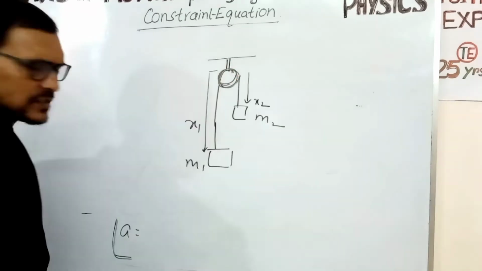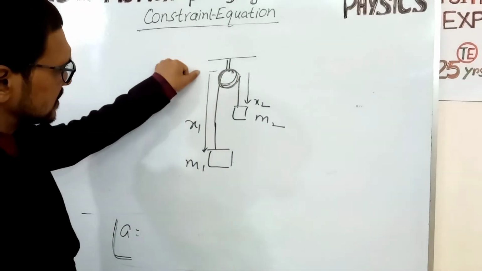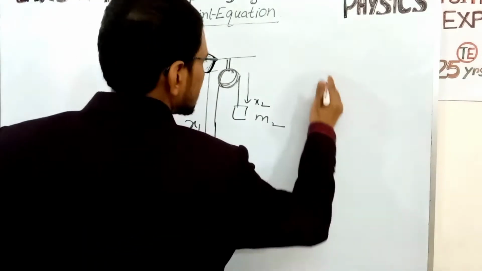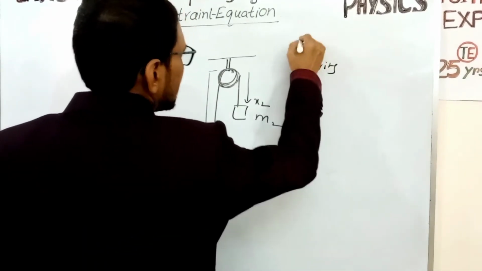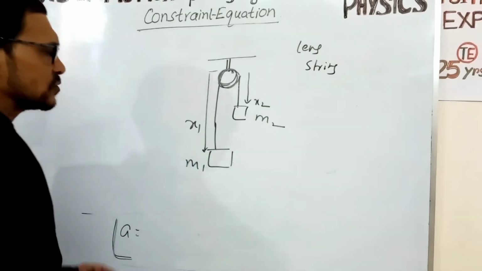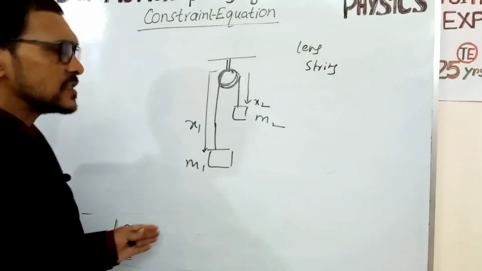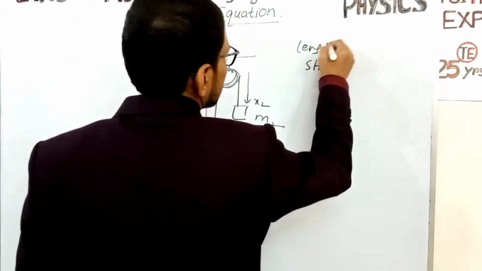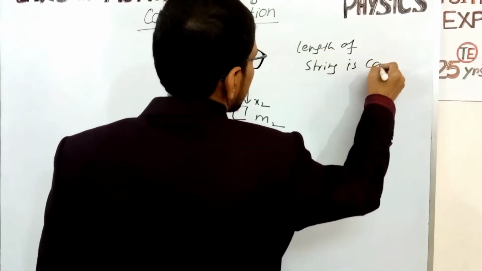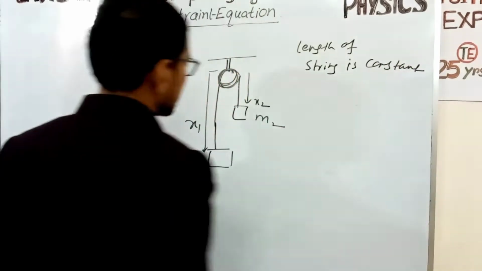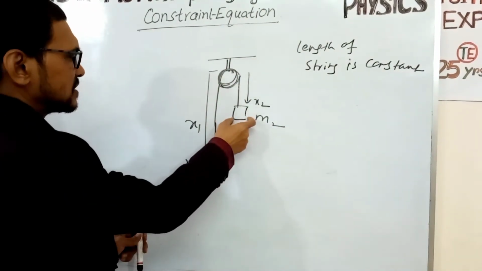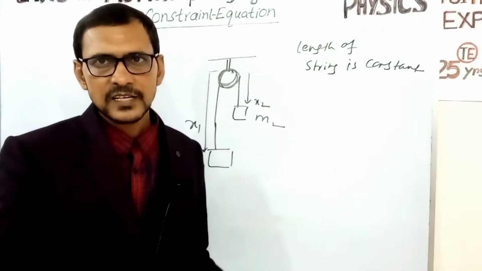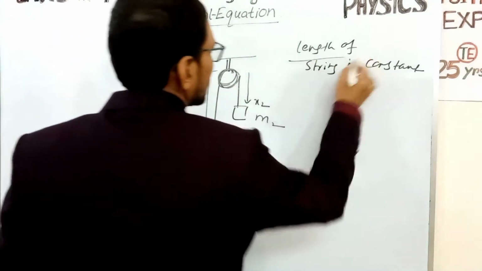For m1 and m2, at any moment, suppose we take this distance x1 and this distance x2. What is the constraint equation? To find the constraint equation, we always keep the length of the string constant. This is the general concept: if this moves downward and this moves upward, then the length of the string is constant. So the length of the string is always constant.